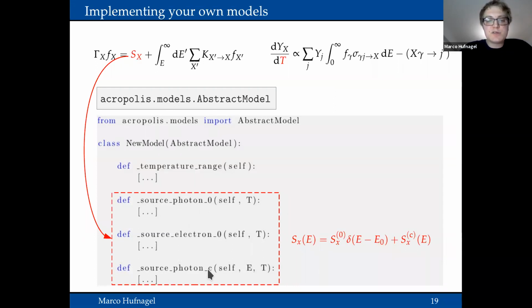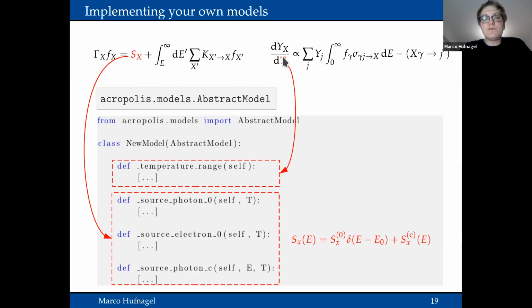Then you also have continuous spectrum parts where you don't have the 0, but the C over here, and where you also have to provide an energy instead of just a temperature, because of course this part also depends on the energy. Let's say, for example, you could just put here return 1, and the code would calculate this whole thing with a source term of 1, whatever that would mean in the end. Essentially you just have to make implementations for these different source functions, and you have to give the temperature range for which you want to integrate this second differential equation. Therefore you have to implement this function temperature range, which just has to return a tuple with minimal temperature and maximal temperature, and that's basically all.